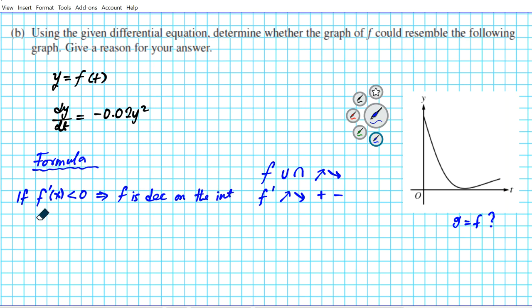Okay, and then if f prime of x is positive on that interval, then f is going to be increasing on that interval. Alrighty, so here we have a situation where the function g is decreasing. It decreases and then after it starts to increase. So could this possibly be a function that satisfies this differential equation?